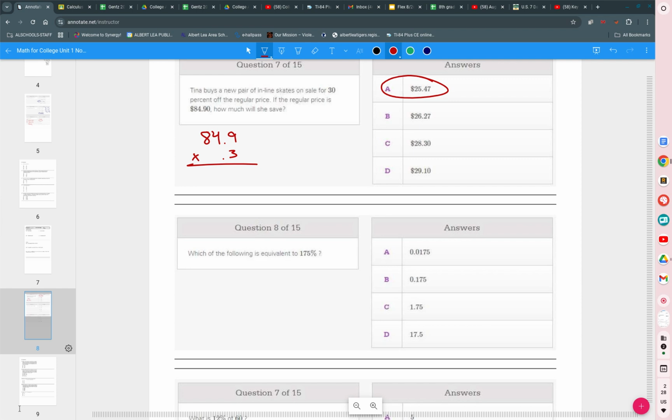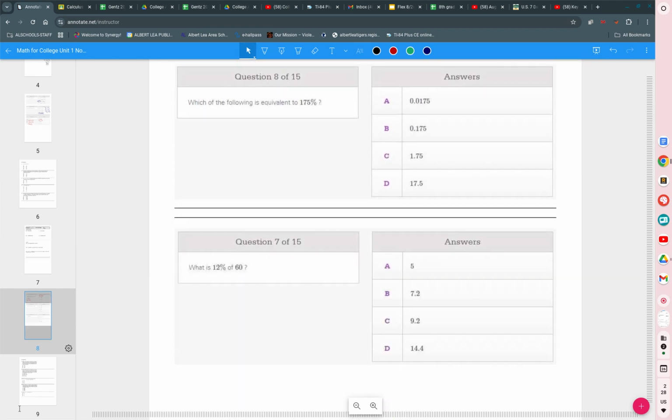Is that accurate? Okay. Next one, which of the following is equivalent to 175%? Remember, for percents, we move the decimal point 2 places. A lot of people automatically just put it up front. That's incorrect. It's 1.75. So 1.75, letter C.